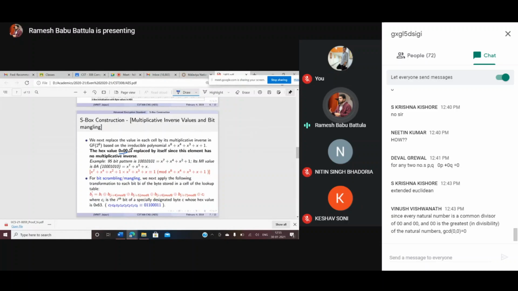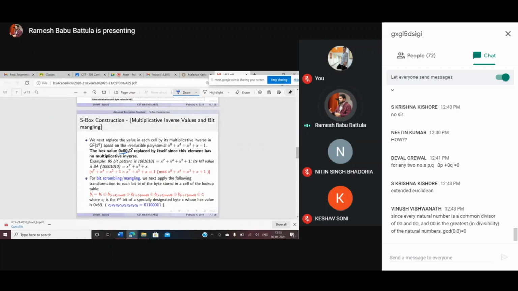Because of the 0 row and 0 index, that cell is going to be represented with 0, 0. So we are unable to replace this. Why? Because this 0, 0 doesn't have any multiplicative inverse value. You keep it as it is in the second step. Remaining all cells have a multiplicative inverse value. Find that multiplicative inverse value and replace it.